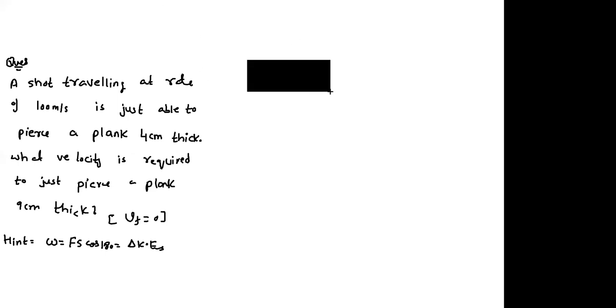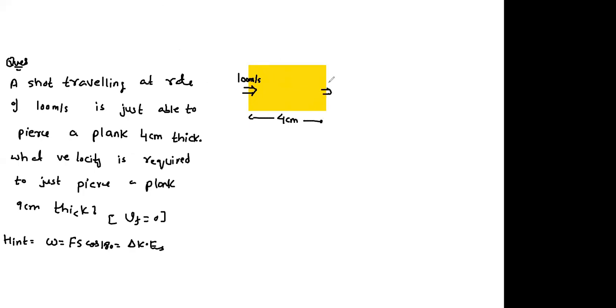So you have first plank, a piece of wood. The bullet enters here with a velocity of v1. The thickness of the plank is 4 centimeter. And when it comes out, it just stops. V2 comes out to be 0. The average resistive force is F. Then you have another plank. So you can write this particular equation for this case.